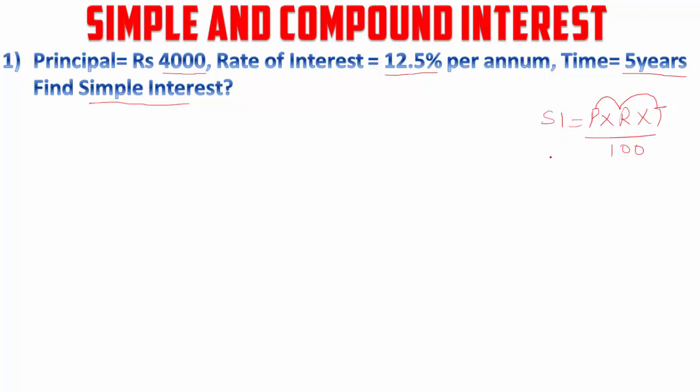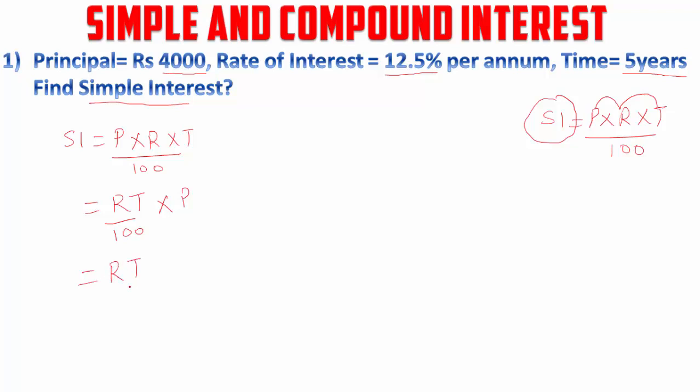But in our exam, we have very little time, so we can't do such multiplication. I will tell you the quickest method to find simple interest. As you know friends, simple interest is equal to P into R into T divided by 100. So we can write it as RT divided by 100 into P, or we can say that it is RT percent of P.